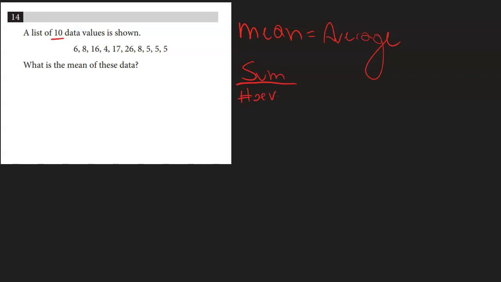number of values. And so what we need to do is add all these up, and that equals 100. So the sum of all these values equals 100, and it says there are 10 data values shown. And so the average would be 100 over 10, and that equals 10. And so that is the correct answer for 14.